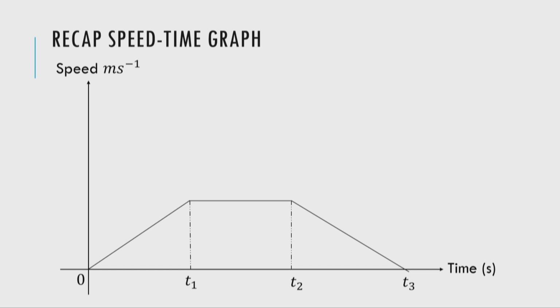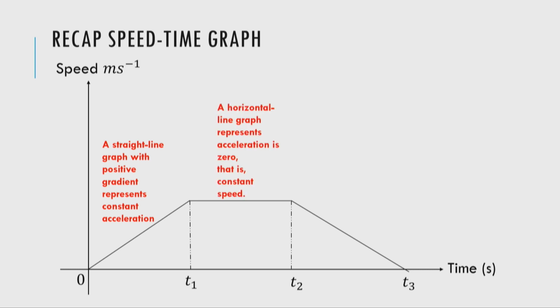The first part, from time 0 to time t1, a straight line graph with positive gradient represents constant acceleration, that is, speed is increasing. The second part, a horizontal line graph represents acceleration is 0, that is, constant speed. The last part, a straight line graph with negative gradient, represents constant deceleration. In other words, the speed is decreasing.